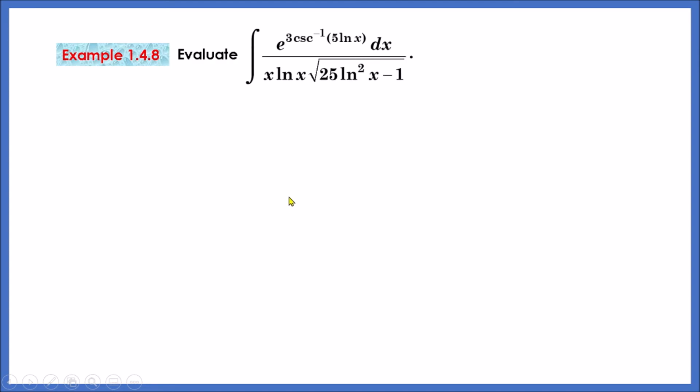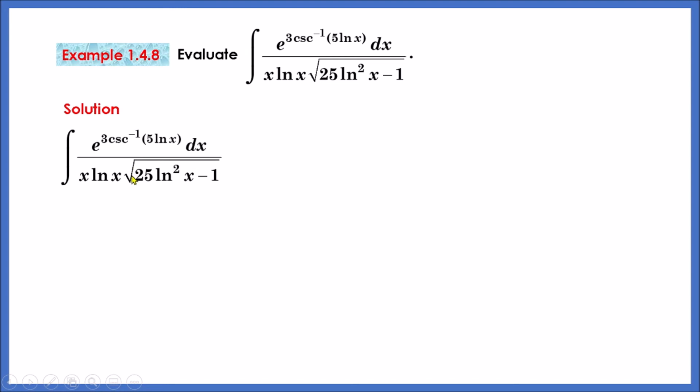Example 1.4.8. Evaluate the integral e raised to 3 cosecant inverse of 5 ln x dx over x ln x is square root of 25 ln squared x minus 1. Solution. Given the integral of e raised to 3 cosecant inverse of 5 ln x dx over x ln x is square root of 25 ln squared x minus 1.